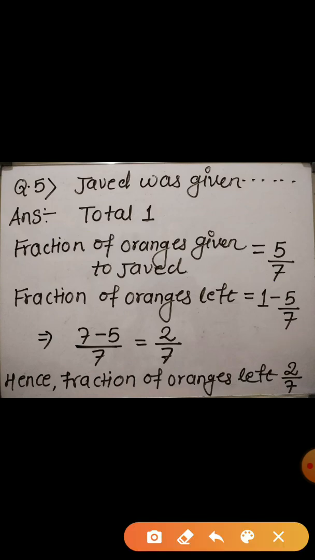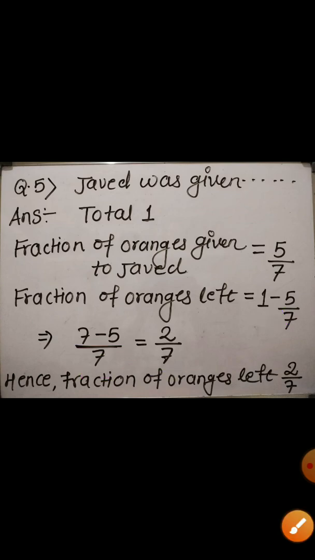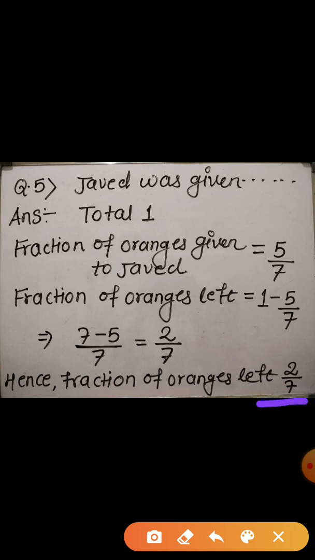Now make a cross multiply. So when you cross multiply, you get 7 minus 5 upon 7. So it will be 2 upon 7. Hence fraction of oranges left 2 upon 7.